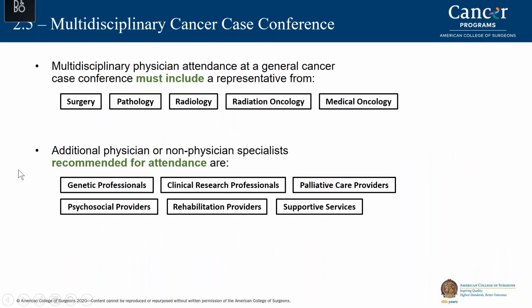Next. Again, for the multidisciplinary cancer conference, you have to think very clearly on who should be present. So for a general case conference, you should have a surgeon, a pathologist, a radiologist, a radiation oncologist, and a medical oncologist present to discuss the general patients that are presented. Now, there is always a need for non-physician specialists in attendance at conferences, and these, while not limited to, are appropriate for genetics, clinical research, palliative care, psychosocial issues, rehabilitation, and supportive services. Now, of course, other members could be present from the nursing service or the training institution if there's a complex academic institution involved. But these are generally the people that should be at a cancer conference.